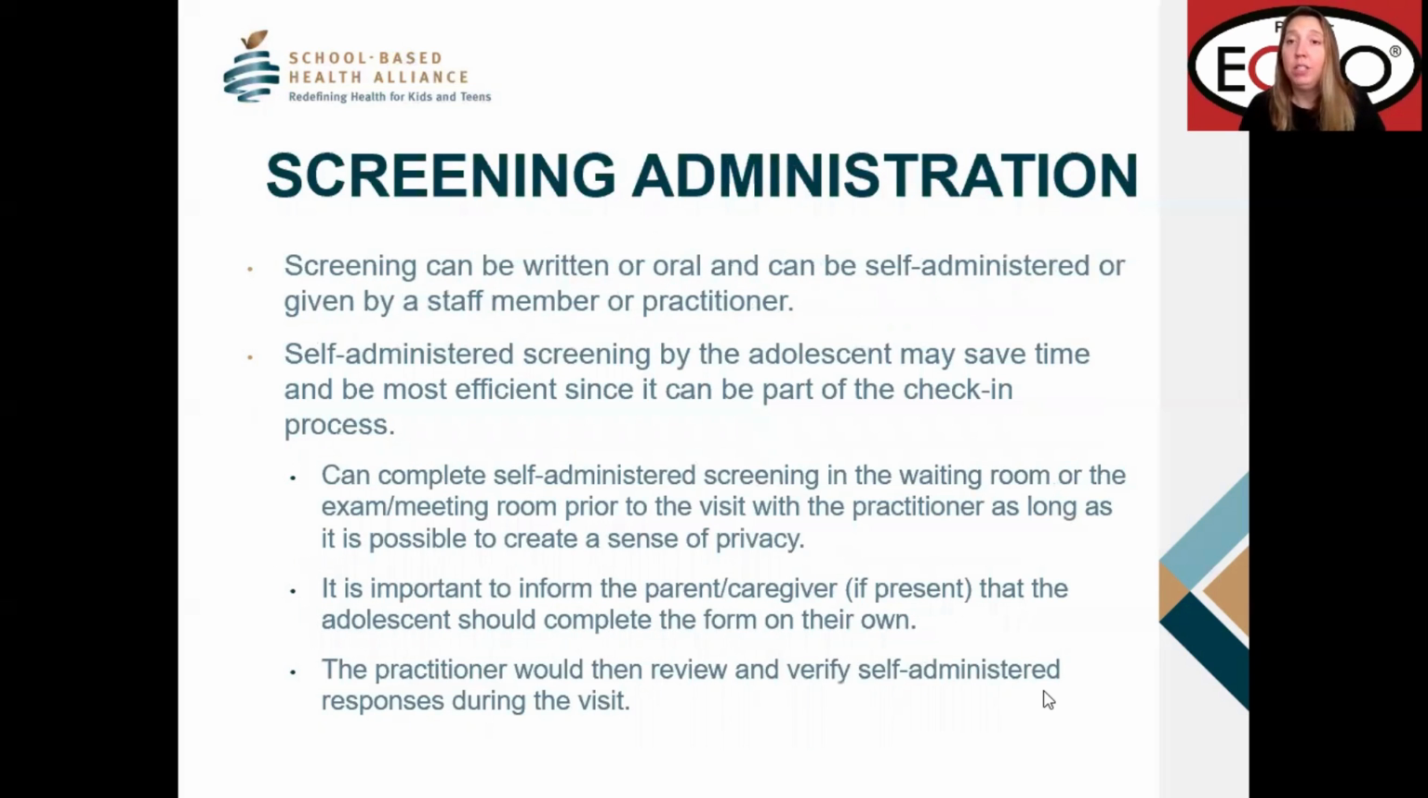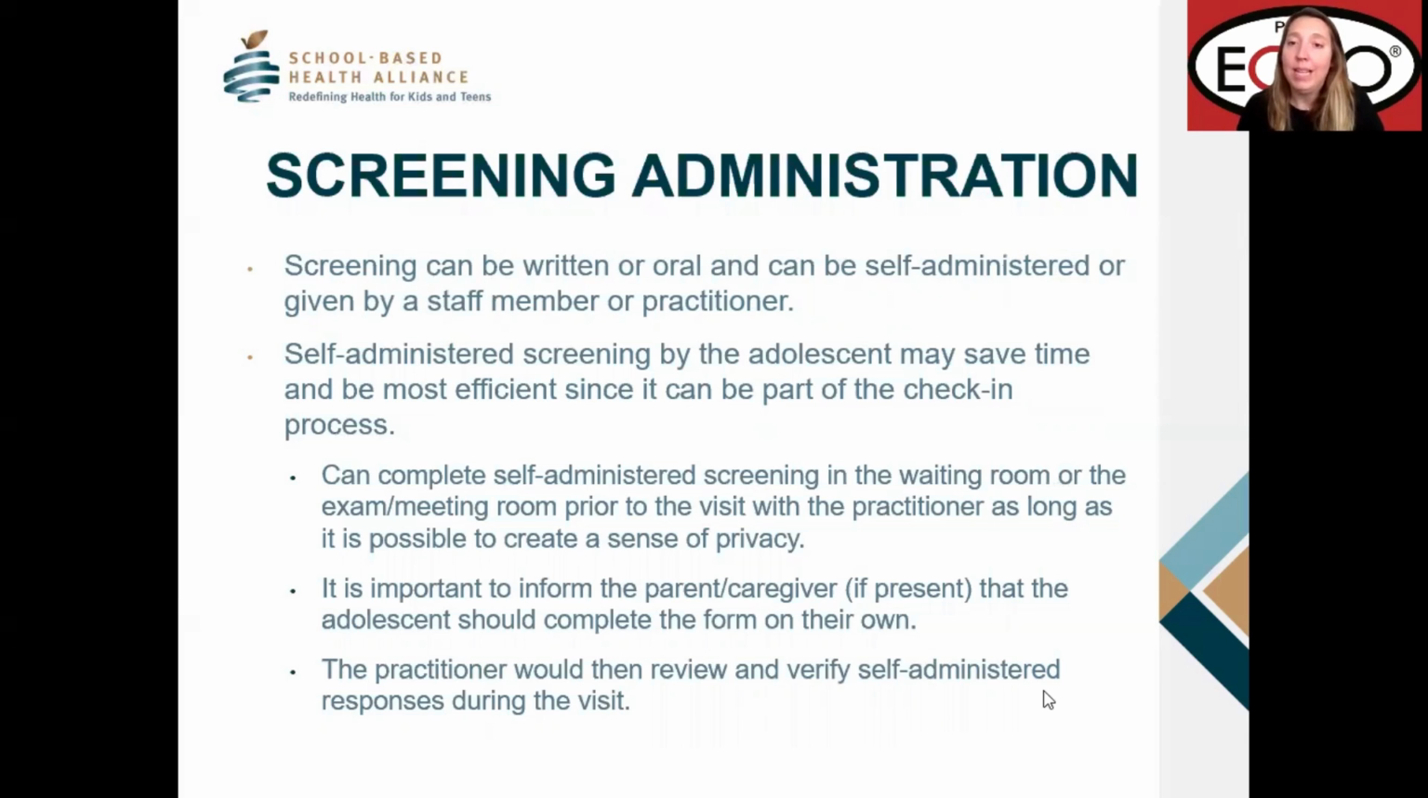Substance use screening questionnaires can be verbally administered by a staff member or a practitioner, or self-administered by the adolescent using paper and pencil or electronic devices such as a tablet or a computer, depending on the screening tool. There's no one correct approach that suits all settings and situations, but there are several considerations that may favor one approach over the other.